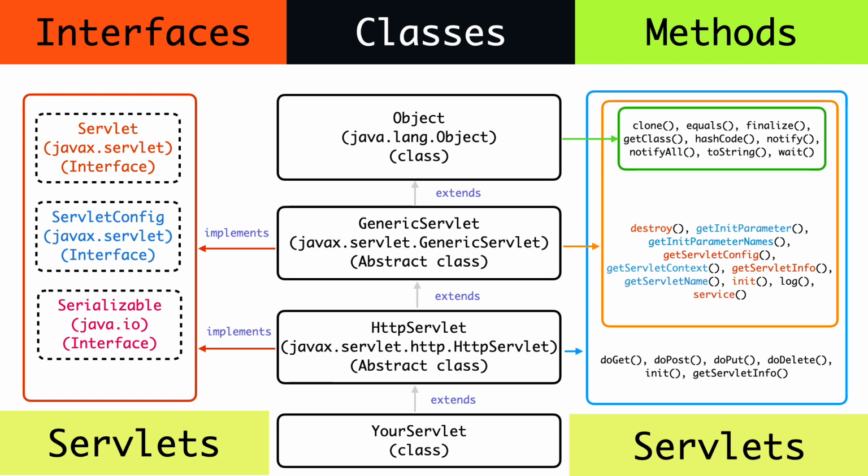So your servlet will be a class, which means that it has to implement all the methods which have been defined in interfaces and also in the abstract classes. Your servlet will extend HttpServlet, and thereby you have access to all the methods which are defined in its superclasses and super interfaces. So this is about HttpServlet. Let us now see HttpServletRequest.